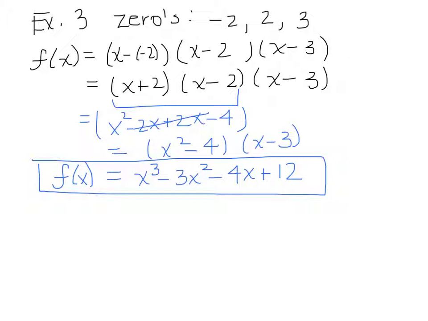So the first step is to write them as factors. Then you need to multiply them 2 factors at a time so you can FOIL them. And you keep going until you have your polynomial function. And that's it. So we'll try one more.